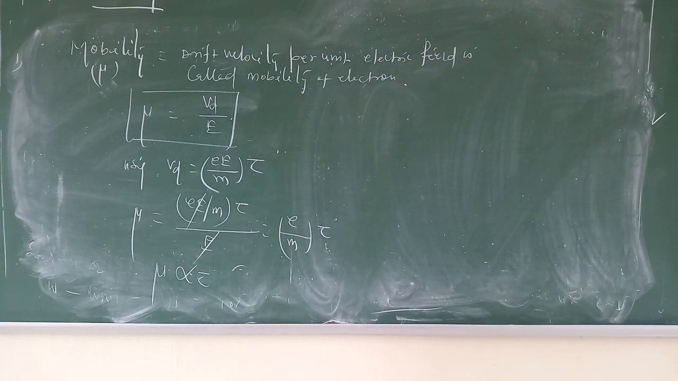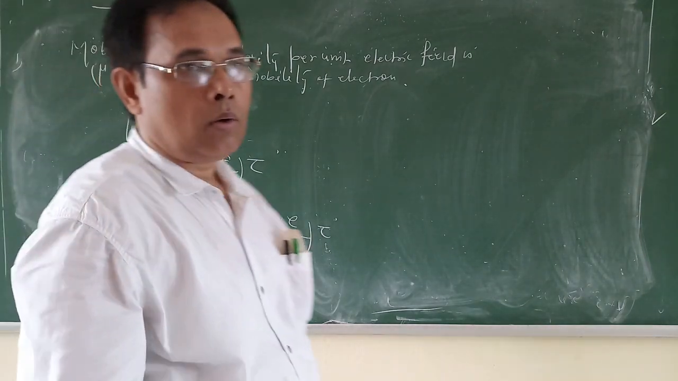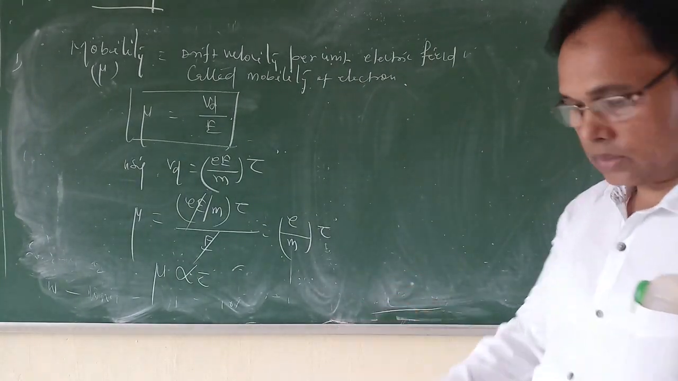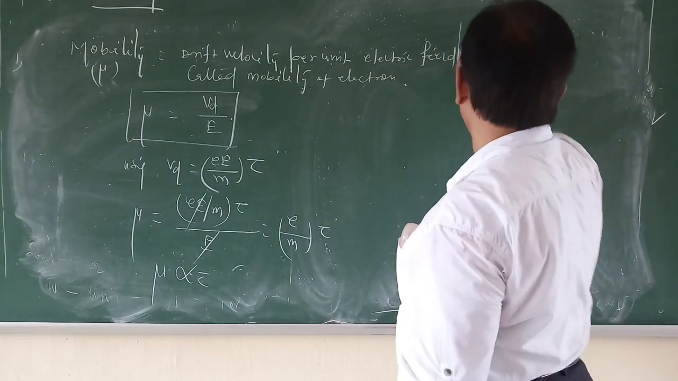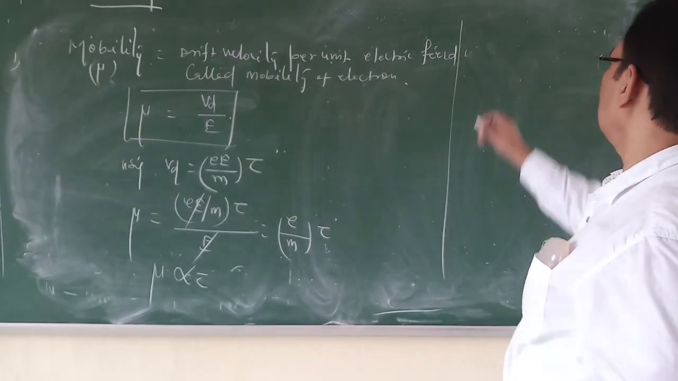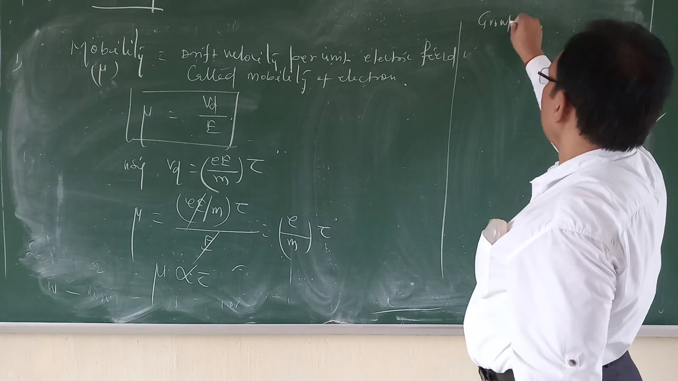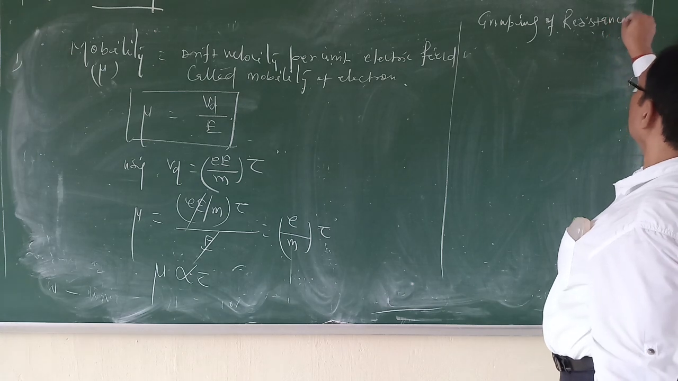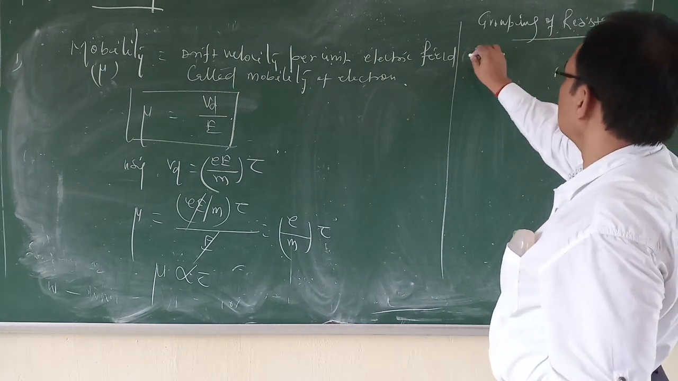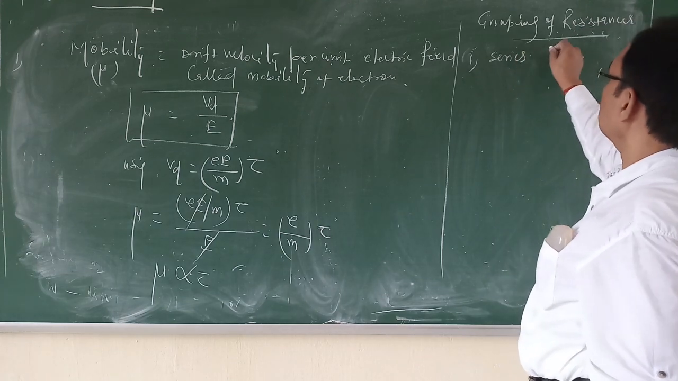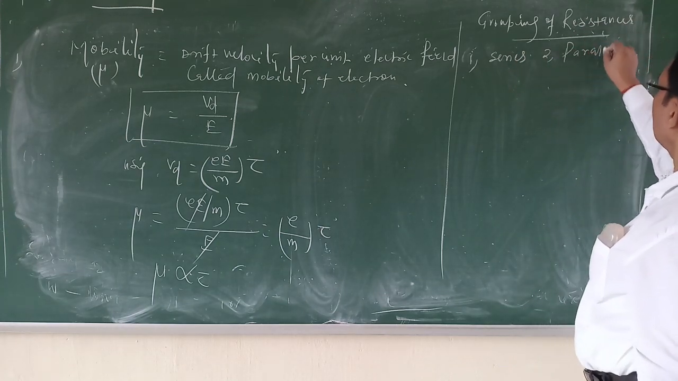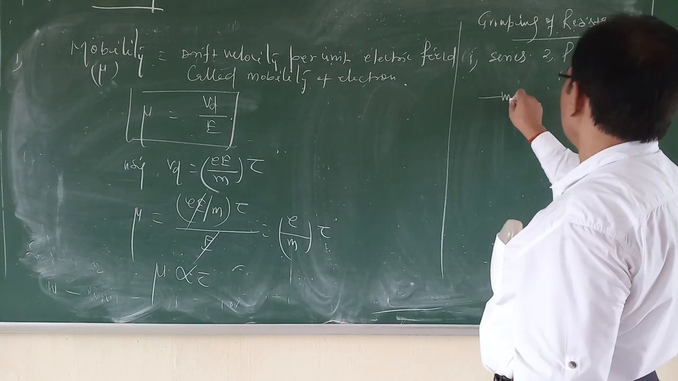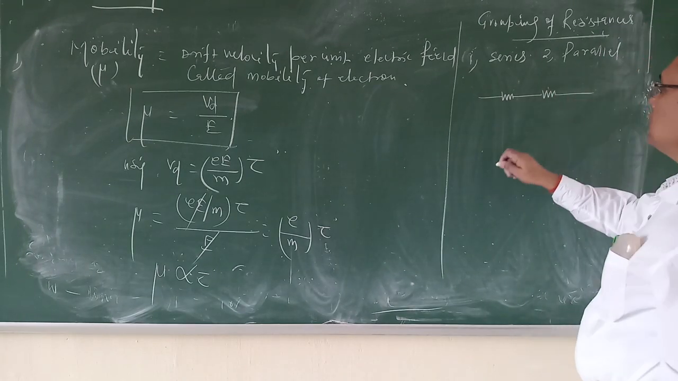Now you write the grouping of resistances. There are two grouping, like the cell. First is series and second is parallel grouping. In series grouping, two resistors are connected like that. This is for series grouping.